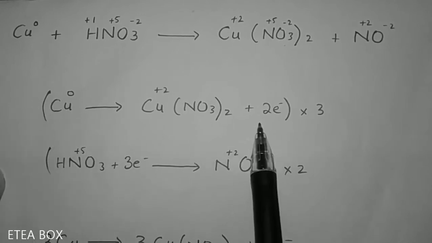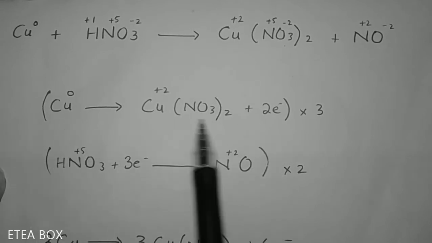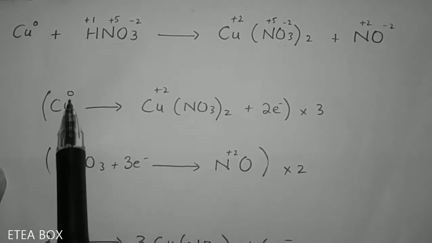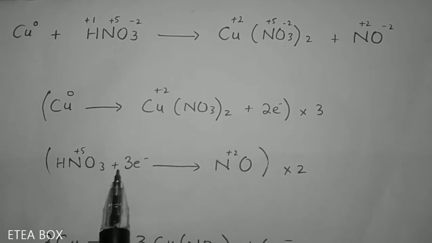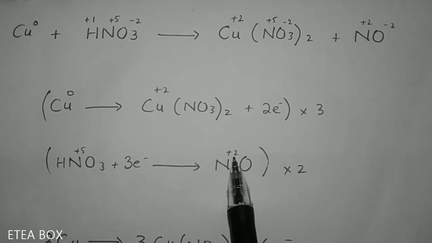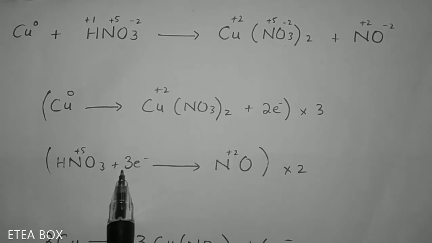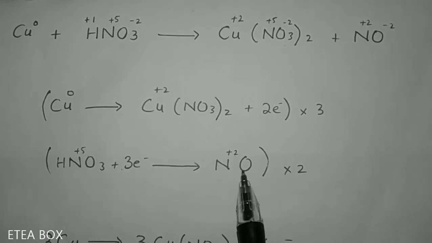Here what happened? The loss of electrons occurs, meaning oxidation occurs. So copper loses 2 electrons. From 0 to +2, it means it loses 2 electrons. Look at HNO3, from +5 to +2. It means that it gained 3 electrons and then it becomes N+2.